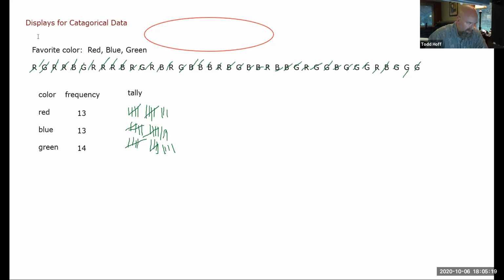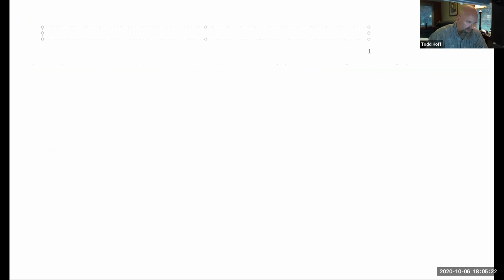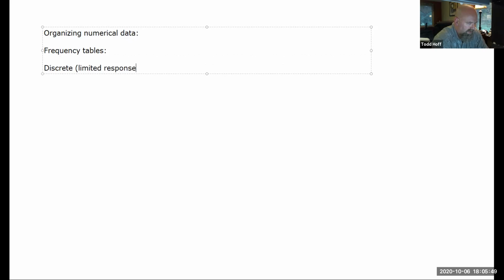Well, tonight we want to look at organizing numerical data. And we'll start out with a similar thing. We're going to do a frequency table, but that frequency table is going to be broken down into two types. First is for discrete but small or limited response. What limited response means is there's only a certain small amount of possible responses, so it's possible to list them out. This would look something like this.